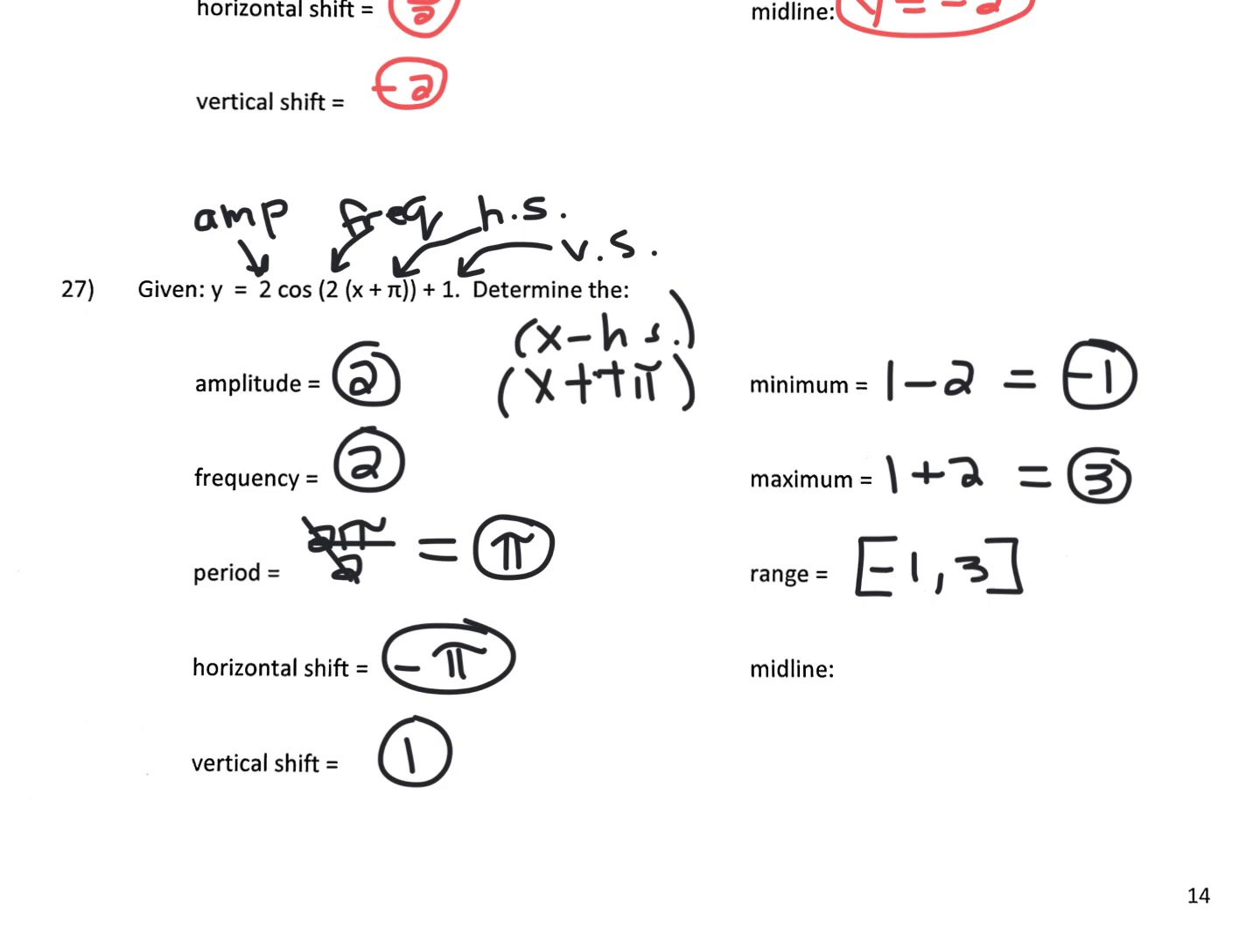All right, and then finally, the very last one here, the midline. Now remember, the midline is y equals your vertical shift. So since we know the vertical shift is at +1, the midline, right, the middle height of your graph is going to be at y equals 1. All right, and there we have it.